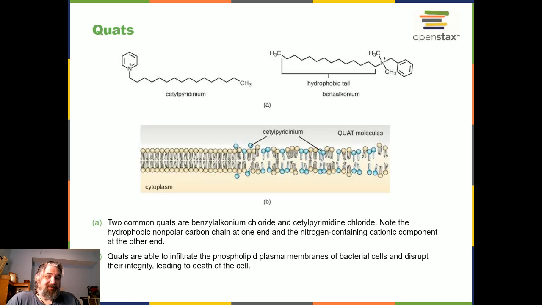So quaternary ammonium salts, or quats, are another detergent that is used as a disinfectant and an antiseptic. They have this quaternary nitrogen atom, which confers a positive charge overall. Then we have benzalkonium chloride and cetylpyridinium chloride. Here we go, disrupting the membrane. They're able to infiltrate the phospholipid plasma membrane of the bacterial cell and disrupt its integrity, leading to death of the cell.